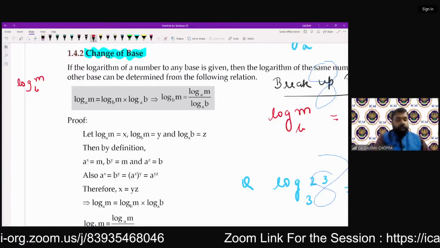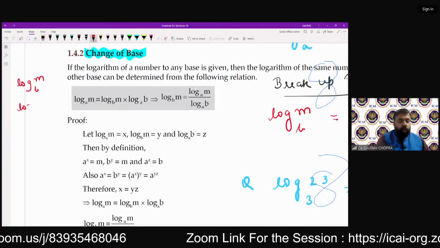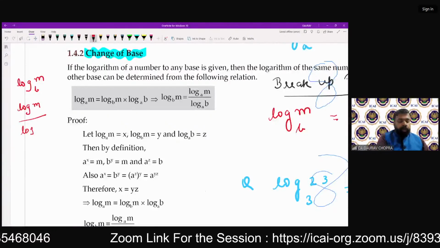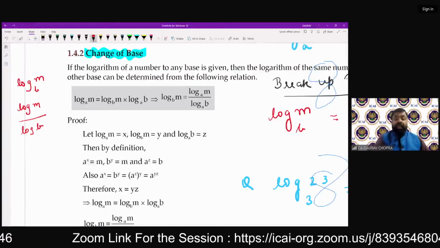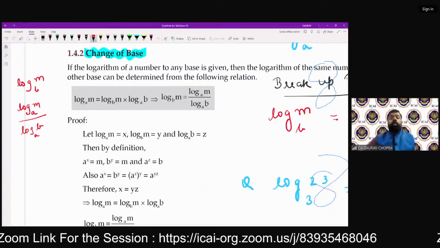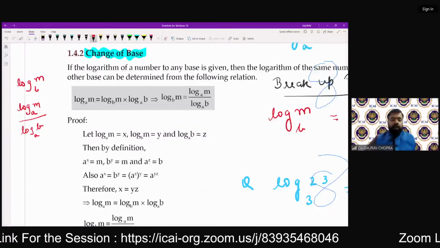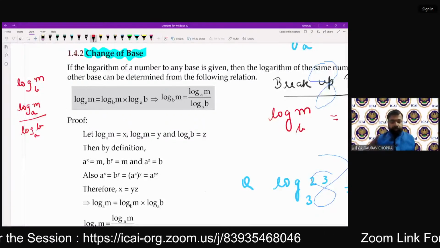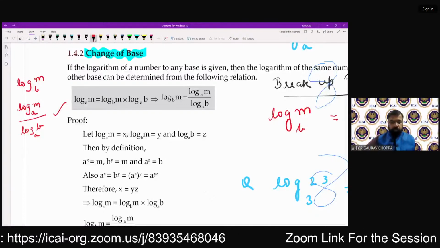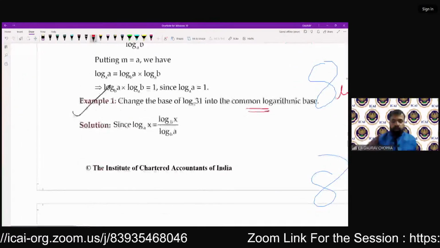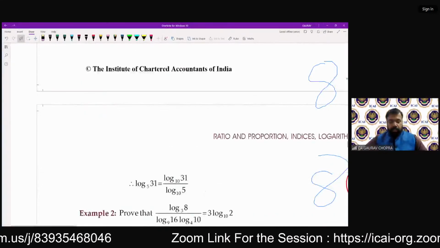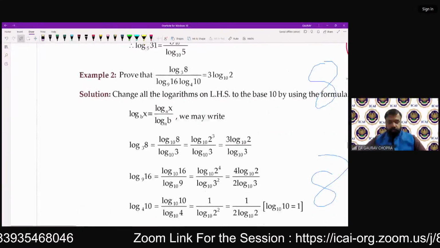m and b का क्या हो गया? यहाँ पे ब्रेकअप हो गया. सो यू कैन राइट इट डाउन log of m डिवाइडेड बाय log of b. लेकिन दोनों का बेस कॉमन रहेगा चाहे कुछ भी हो. तो लेट्स राइट द कॉमन बेस a. तो log m base a divided by log b base a. So let's solve some question.